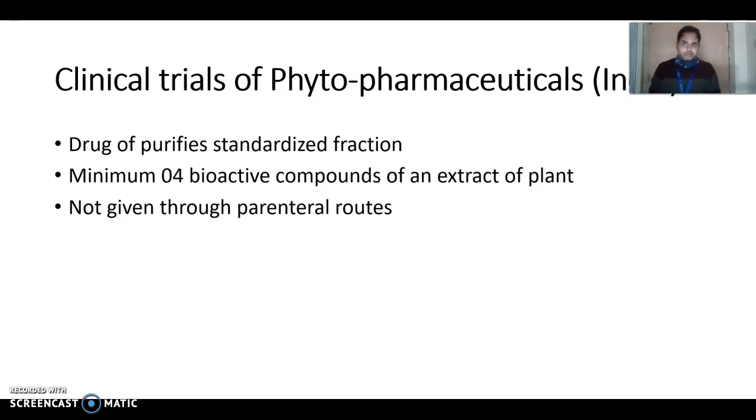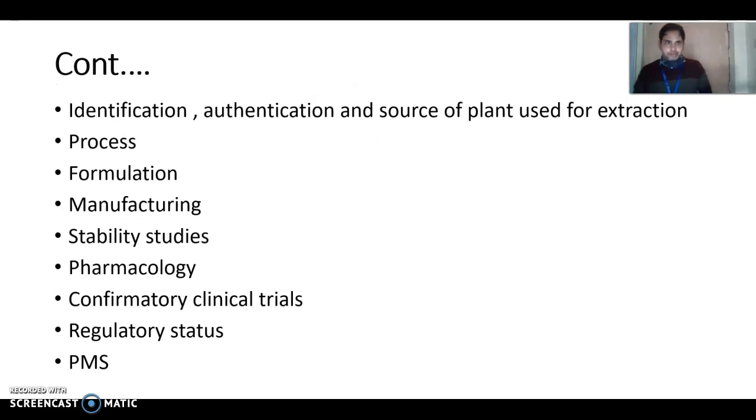It should be a purified standardized fraction with a minimum of 4 bioactive compounds of a plant extract, and preferably it should not be given through the parenteral route, but through the oral route. So what data is required? In IND applications, you have to include information related to identification, authentication, and source of the plant which is used for the extraction, process of extraction, formulations, manufacturing, stability studies.